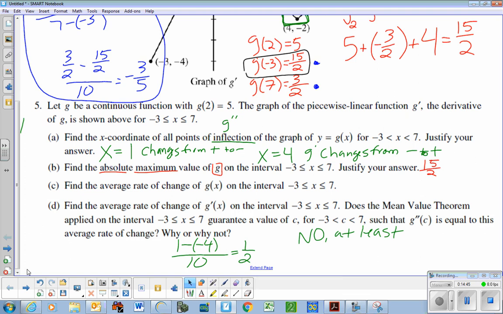If you do those two parts, you're going to have all your points.